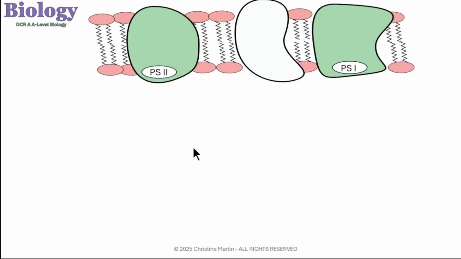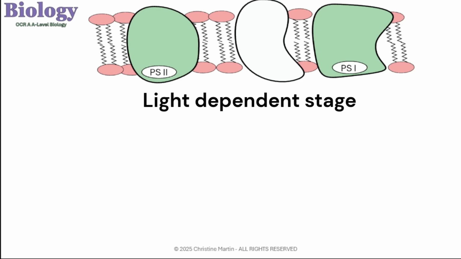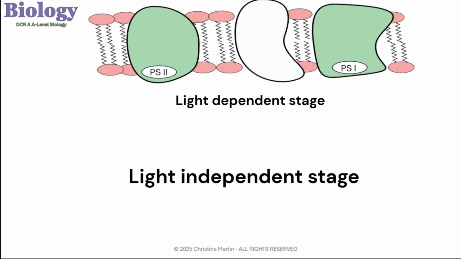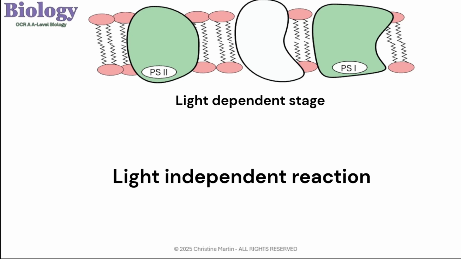Photosynthesis can be divided into two stages. In the light-dependent stage, light energy is absorbed by photosynthetic pigments and converted into chemical energy, forming ATP and reduced NADP. In the light-independent stage, also known as the Calvin cycle, the products of the light-dependent reaction, ATP and reduced NADP, are used to fix carbon dioxide and synthesize organic molecules such as glucose.